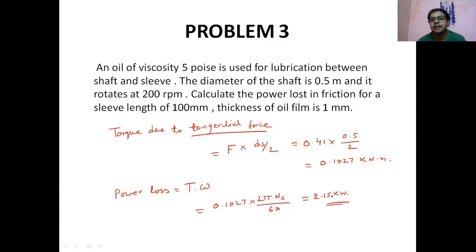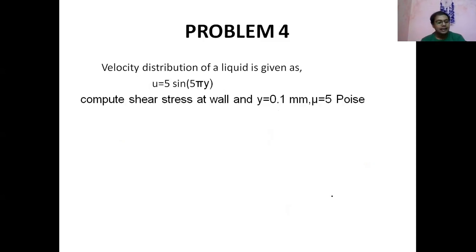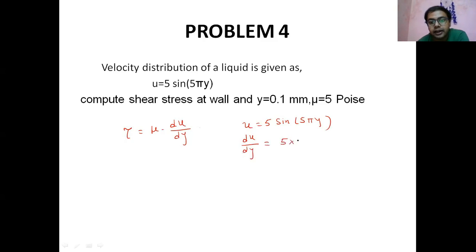But here it is simple, the thickness given is very small, so we can directly apply Newton's law of viscosity with linearization. That is another problem, a very easy problem. Let me show you here. The profile is not a linear profile. So tau is equal to mu into du by dy. It is not linear. U is given to you. As the profile of u is given, just do one differentiation here. So one differentiation, 5 into 5 pi cos 5 pi y.